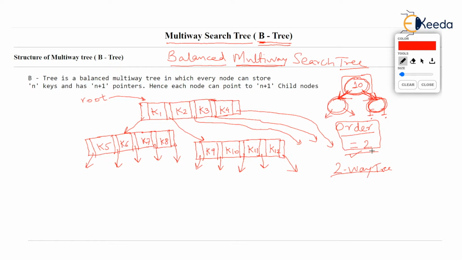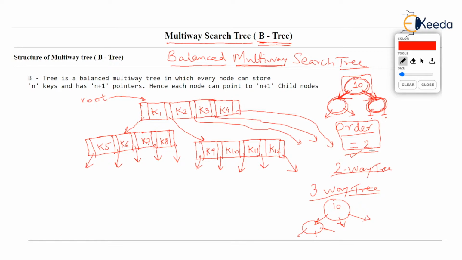Now, can we have something called three-way tree? Of course, we can have three-way tree such that every node will store some data and will contain three pointers. Why not? Then every node can point to three children. The child over there can also have three pointers. So every node will store data and will point to three children. Then such a tree will be called a three-way tree. So we can have four-way tree, five-way tree.